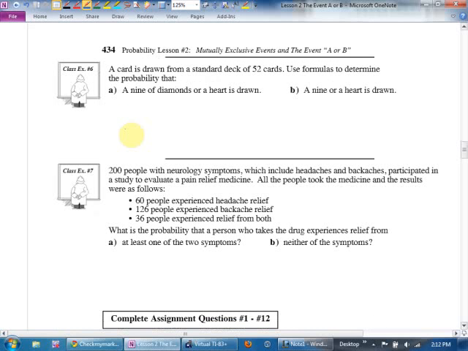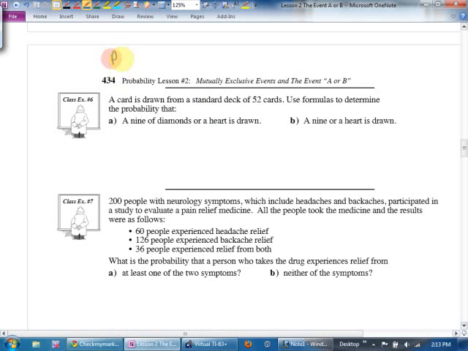A single card is drawn from a standard deck of 52 cards. Use formulas to determine the probability that a nine of diamonds or a heart is drawn. Dina, what word is that right there in the middle? So at the top of the page, let's write down the probability of A or B is equal to the probability of A plus the probability of B minus the overlap. There's our generic template.